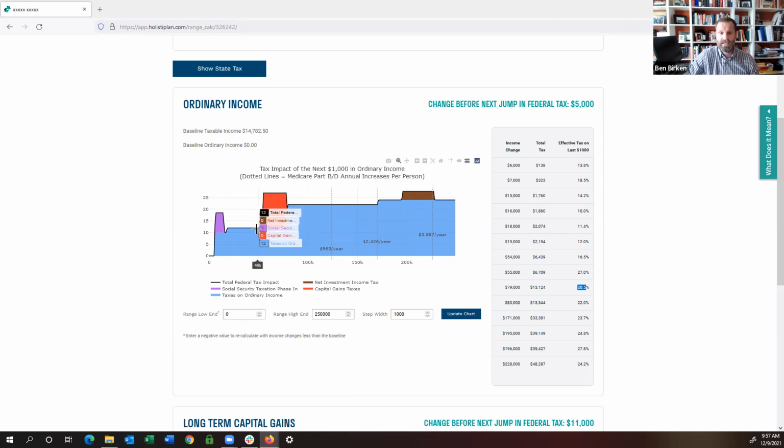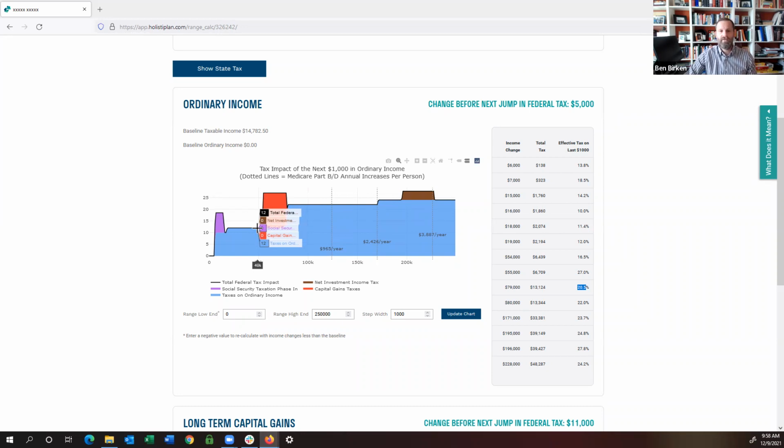So range calc is telling me, as long as I don't go over $52,000 or $53,000 of ordinary income, all those capital gains will still be taxed at a rate of 0. And maybe I'm good with that. But that's what range calc is intended to do. There are a bunch of other examples that you could see.